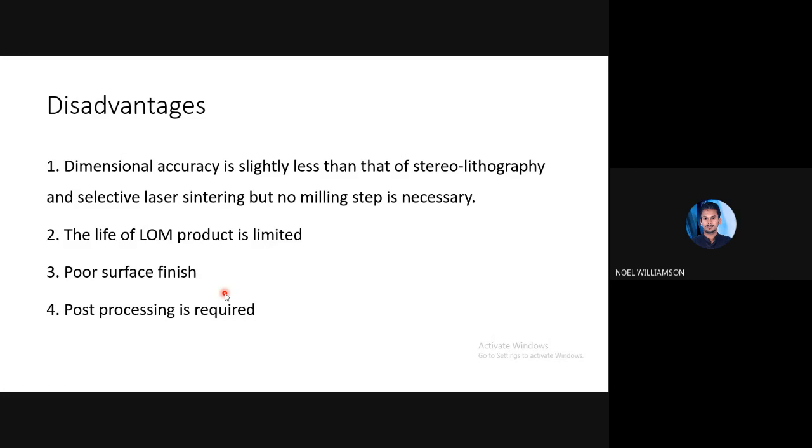Then regarding the surface finish, we have poor surface finish using the process. And finally, post processing. Like the earlier cases also, we need post processing or an extra finishing operation to be conducted in order to have a final product. So these are the main disadvantages or limitations of laminated object manufacturing.